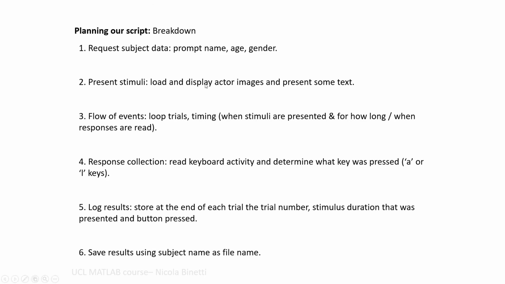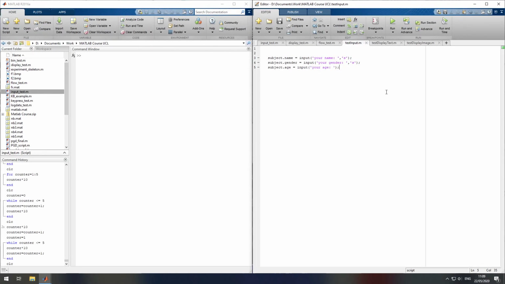When we tackled these problems, we started picking apart some material that we found online, and we started populating some scripts. We worked on a test input script in which we just isolated how to get participant prompt responses, and how to store them inside a structure variable, called subject in this case. So one variable which contains three different elements: a name, a gender, and an age.